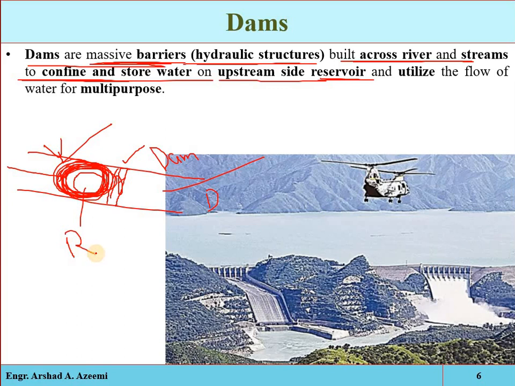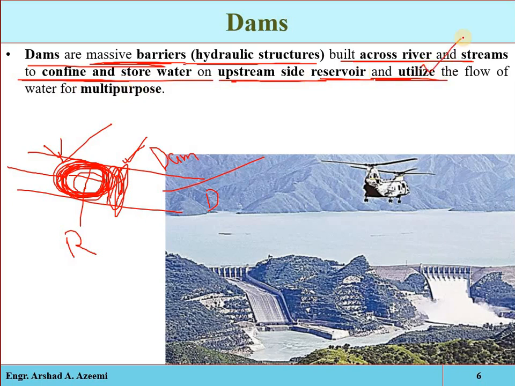Remember, make the difference between dam and reservoir. Dam is that hydraulic structure, that barrier and obstruction which we are constructing across the river, and due to this obstruction the water will be controlled and stored at the upstream side. So that artificial lake which is formed due to the obstruction is called the reservoir. Okay, so dams are massive barriers which are constructed across the river or any natural waterway and can control and store water on the upstream side. And then that water will be utilized for different purposes.